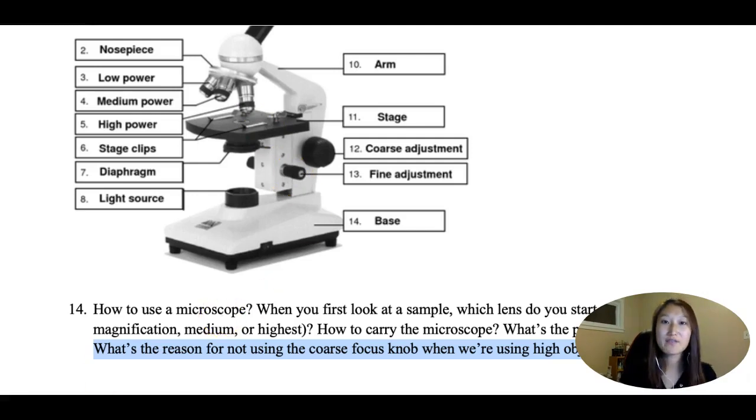Okay, this is it for our first ever review video for the midterm. I hope you learned something from this. I hope this was a good review for you. I hope you wrote down the notes. Go ahead and look over your notes one more time before you move on to the quiz.